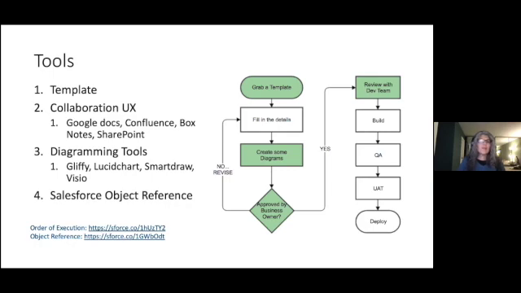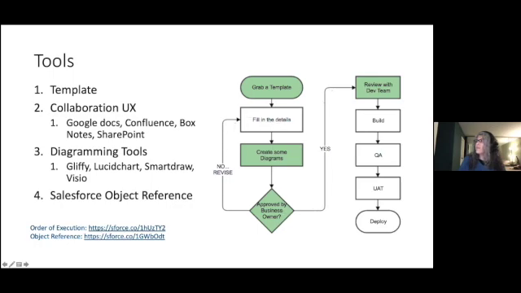So on the right, you can see we're going to grab a template. We're going to fill in the details. We're going to create some diagrams. We're going to check with the business owner. So this is before we've written this functional spec, or maybe we're starting to work on it. And if they're good with it, great; if they're not good with it, you're going to revise it.